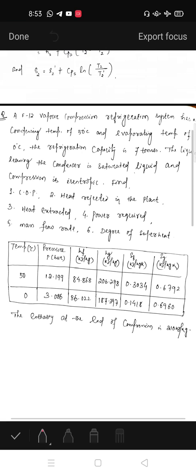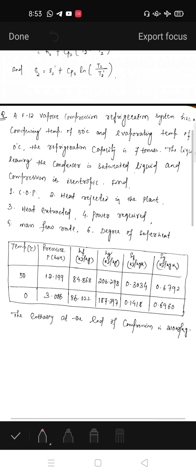There are different columns: temperature column, pressure column, enthalpies HF, HG, entropies SF and SG, and the corresponding values for a temperature of 50 degrees centigrade. Similarly, the corresponding values for 0 degree centigrade are also given. One more point: it is written that the enthalpy at the end of compression is 210 kilojoule per kg. So students, this is the key point to understand: the vapor is superheated at the end of compression.